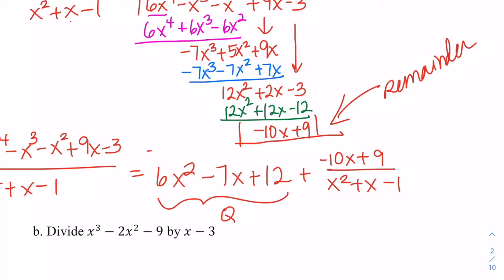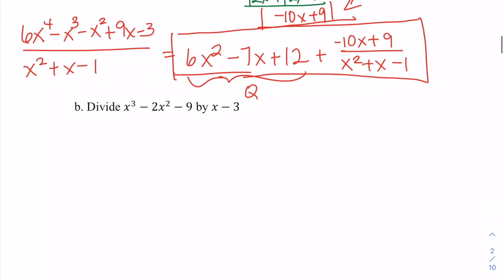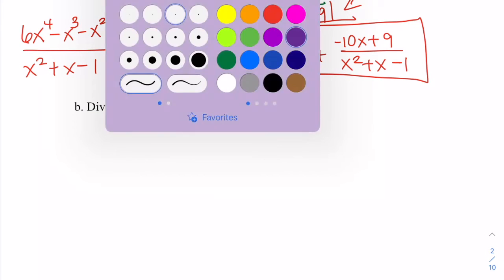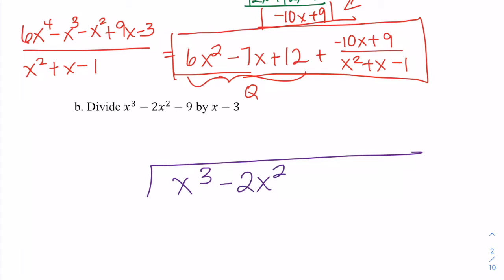And so our final answer would be this fraction, or this polynomial. Okay, now let's divide x cubed minus 2x squared. And you could notice there's no x, so I'll put 0x minus 9. We're going to divide that by x minus 3.